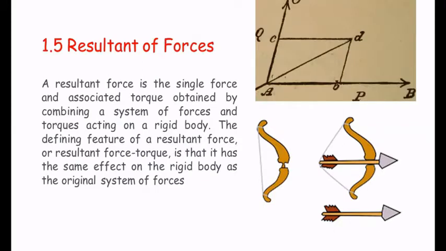Now we are going to see about 1.5 resultant of force. The resultant of force is the single force and associated torque obtained by combining a system of force and torque acting on a rigid body. So for the example, I have given a bow and arrow on the right side.